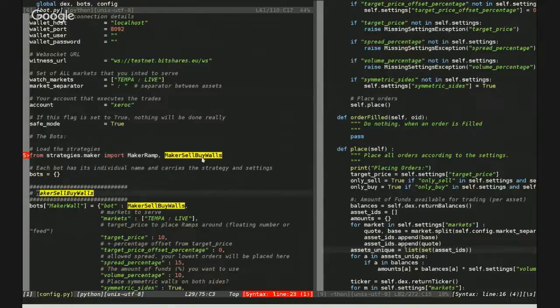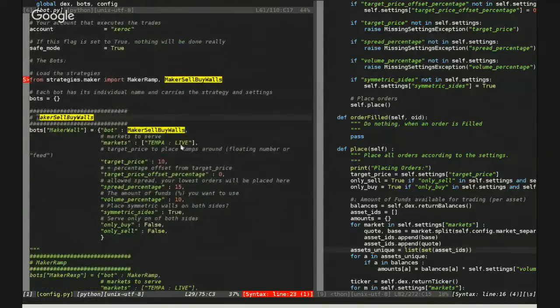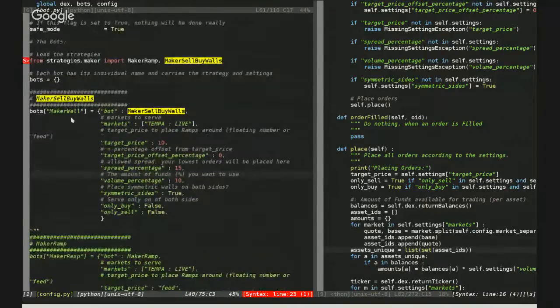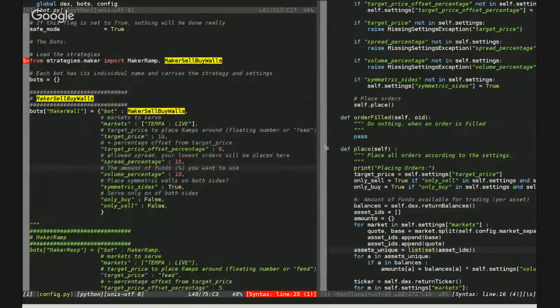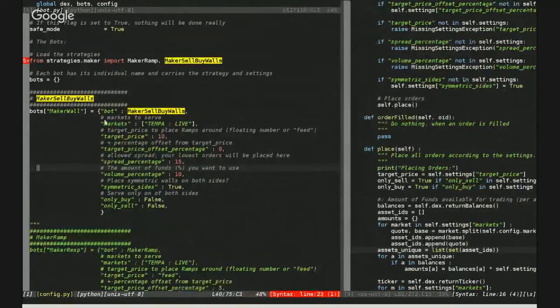This is the one we are currently interested in. And now let's say we define some bots in a dictionary. The first and currently only bot we are using is the maker wall. The maker wall can be defined as which bot strategy is actually executed. This is the maker wall class as it is loaded from the other file.